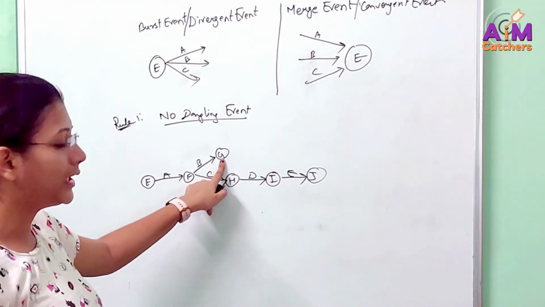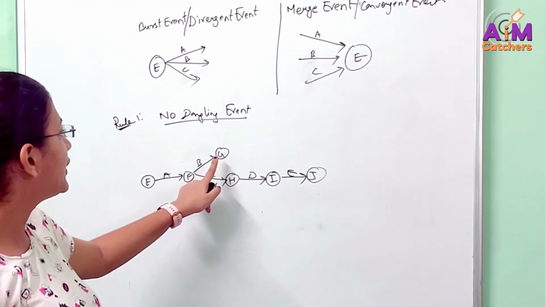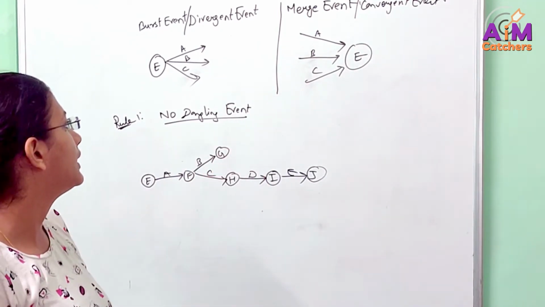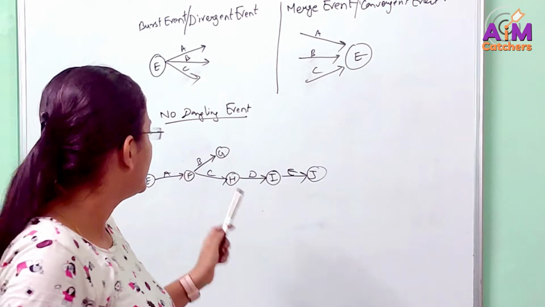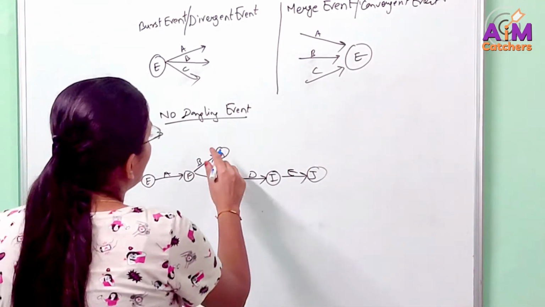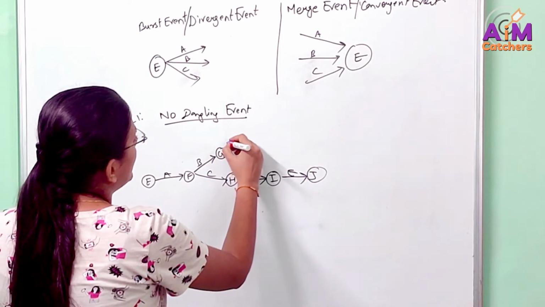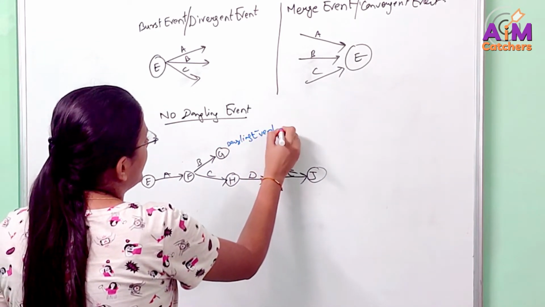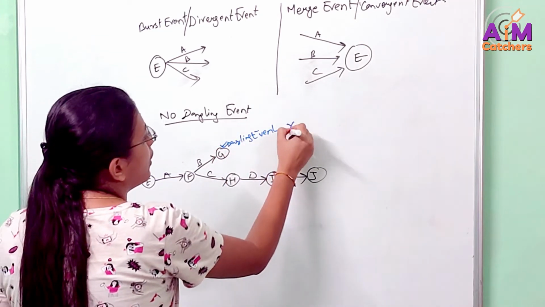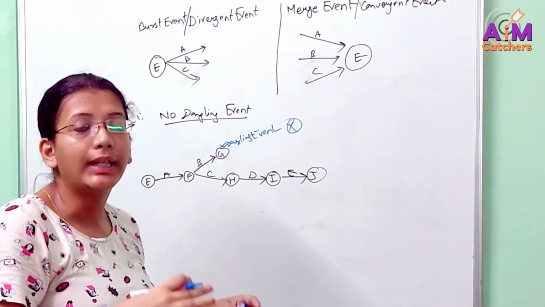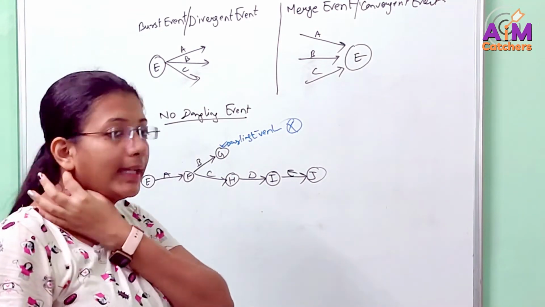But except in G, you can see G. In G we do not have any activity coming out of it. So this is wrong. That is called a dangling event. G is a dangling event here. We don't have any activity coming out of it. This is wrong. We cannot do this in our sum. In any kind of sum we won't have any dangling event.